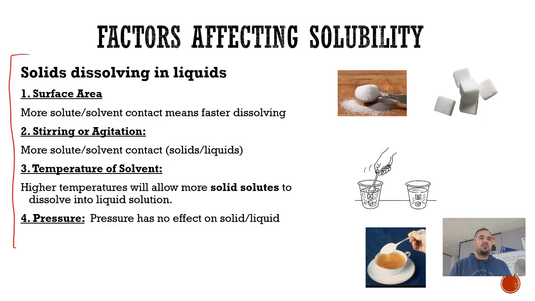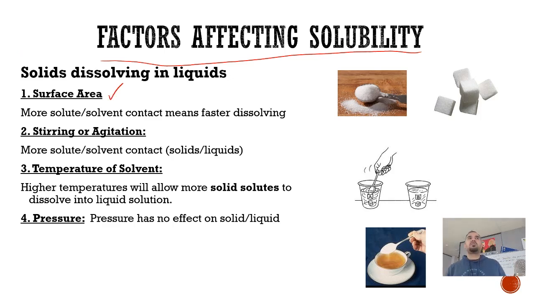So solids dissolving into liquids, these are going to be the factors that affect solubility. There's a total of three. I included the fourth just to tell you that it doesn't really affect this one. But the first one is going to be surface area. So when we were talking about the granulated sugar versus the sugar cubes, the reason the granulated sugar dissolves more quickly is because more of it is exposed to the water at any given time. So when you put a sugar cube in water, the outside surface area is what's exposed to the water, and that's the part that's dissolving.